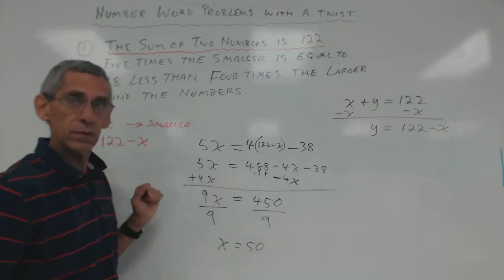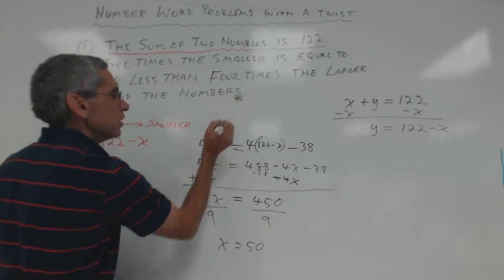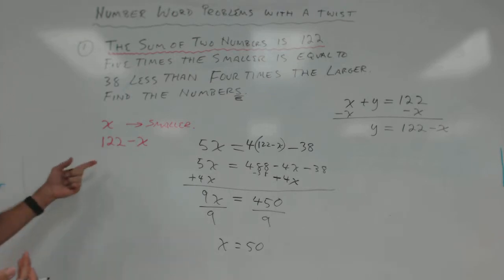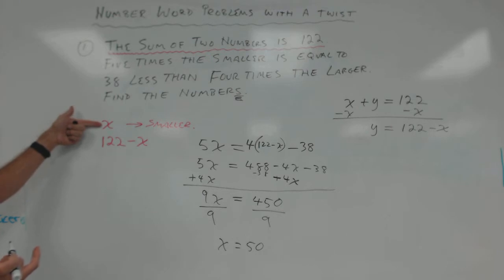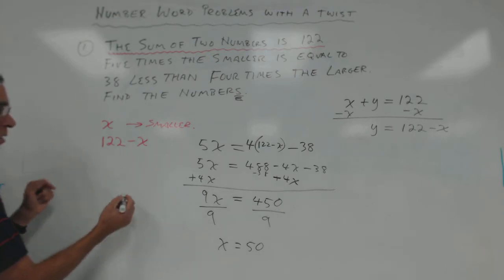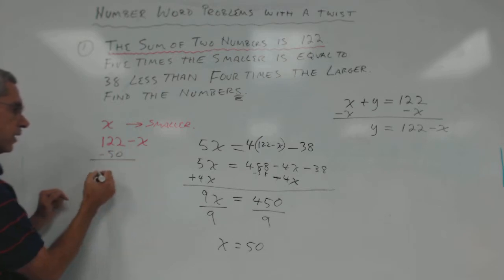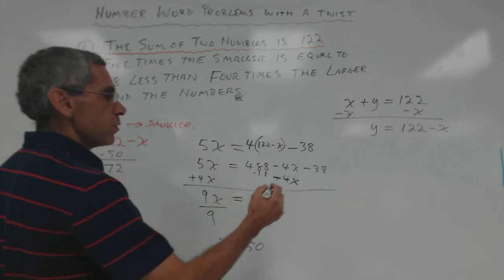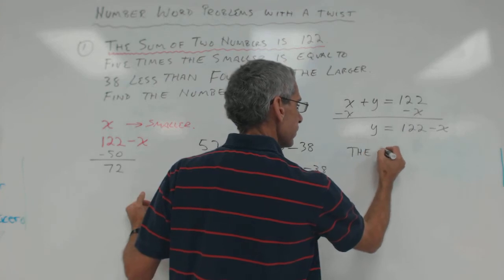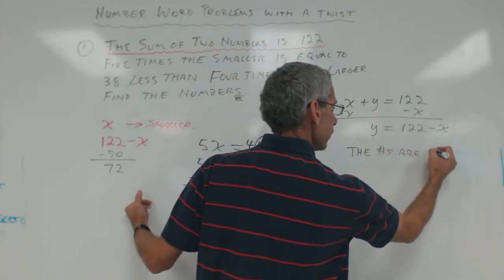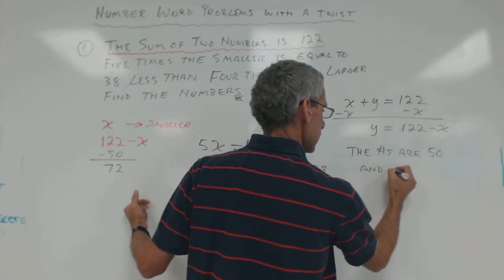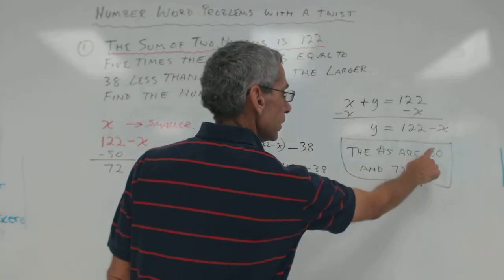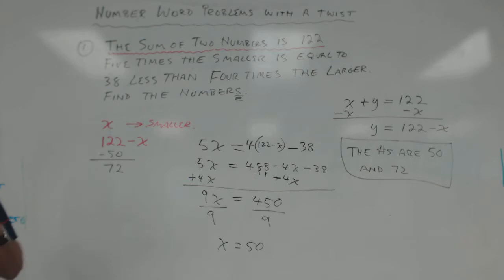Now, am I done? No. It says find the numbers, right? Plus, it's a word problem, so I have to answer my question in a sentence. So my first number, my smaller number is 50. And then my other number is 122 minus 50, so I'm going to subtract 50 from 122, which is 72. So the numbers are 50 and 72. And they should add up to 122, and they do. Good job. Make sense? Yep.